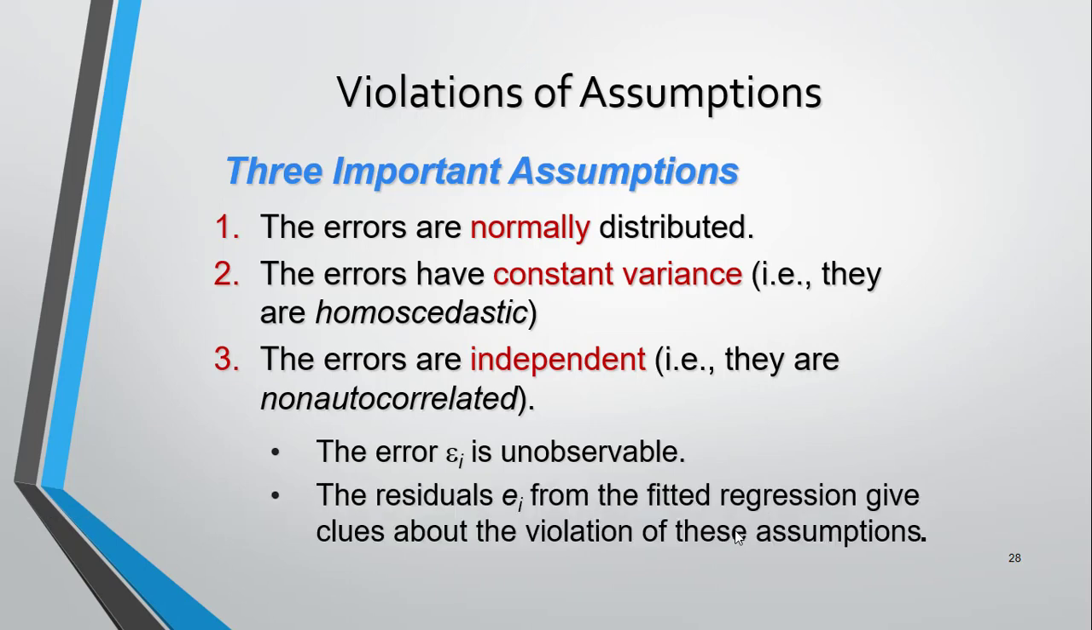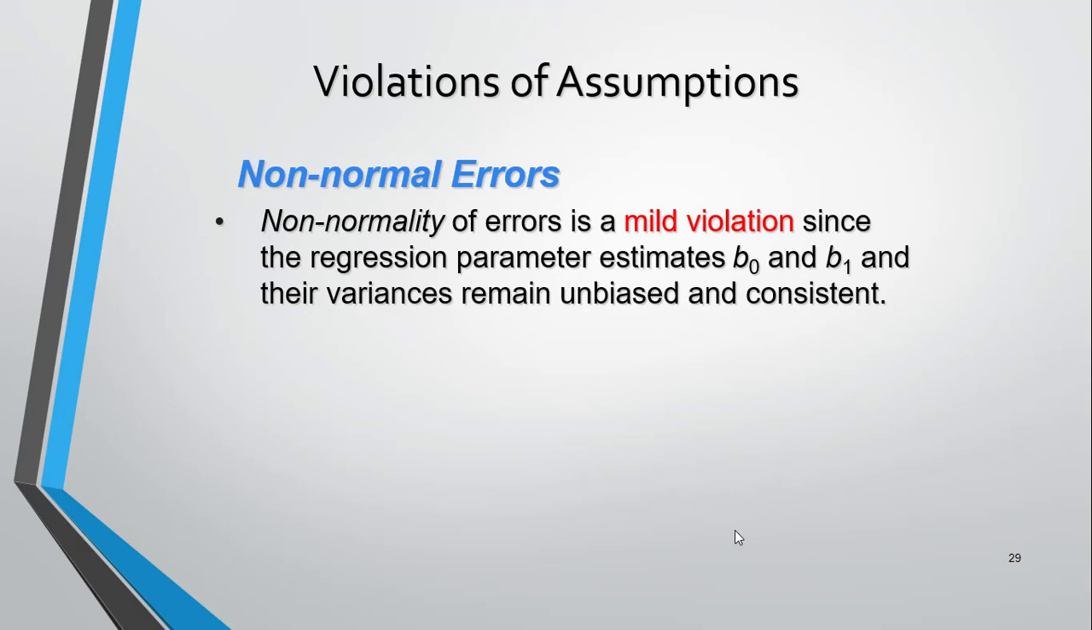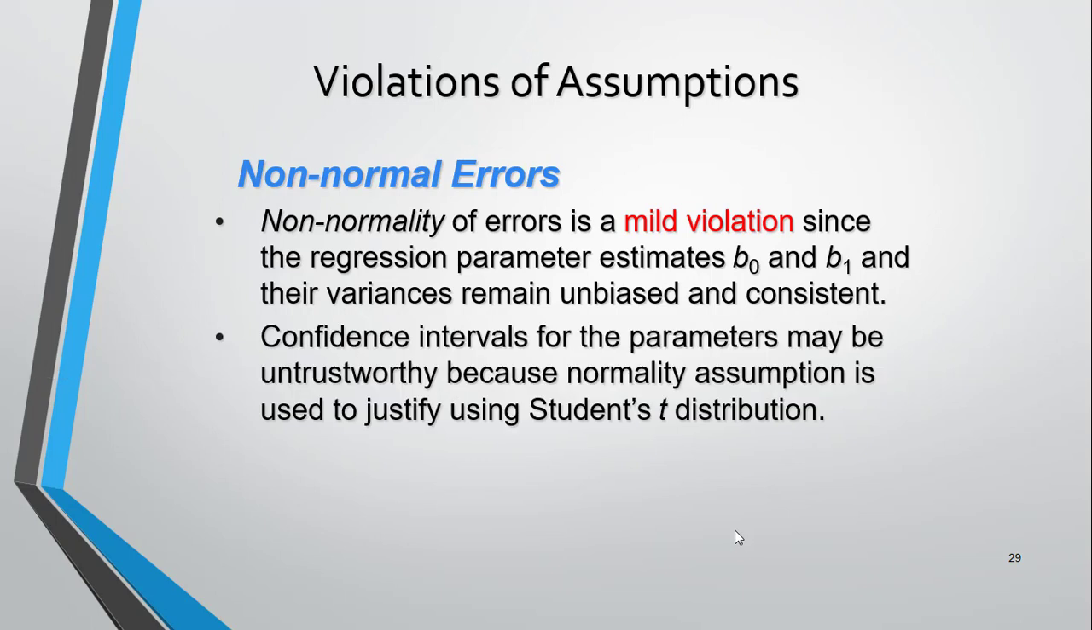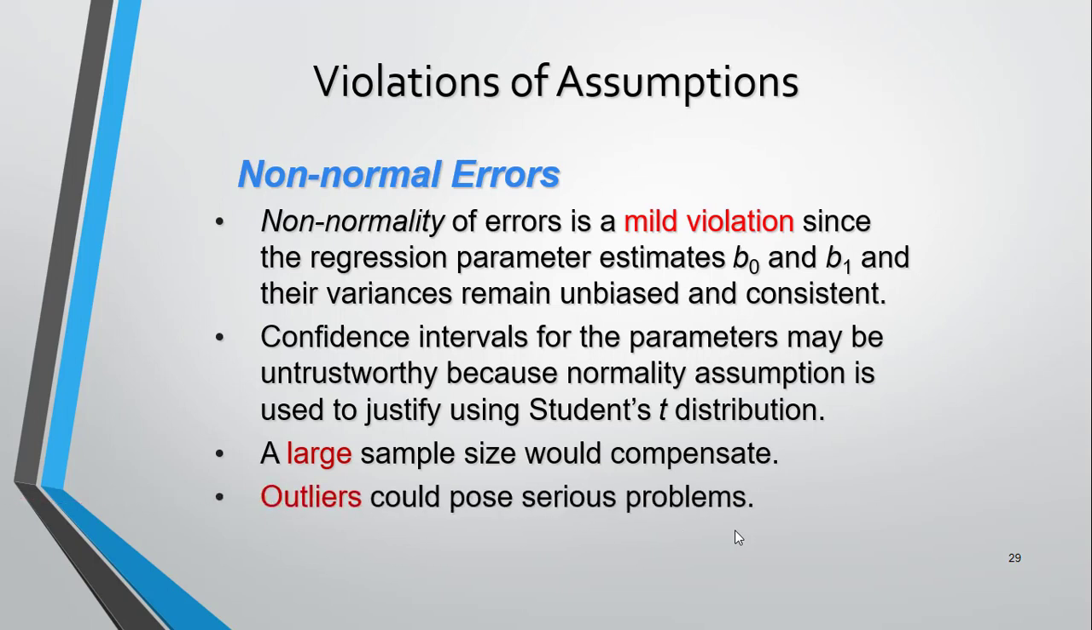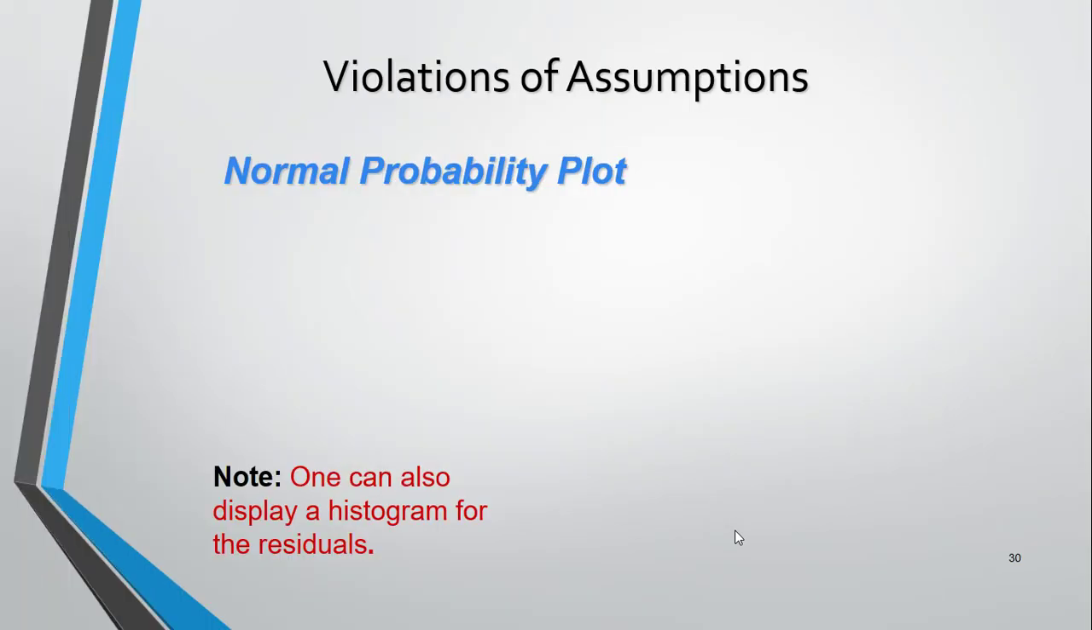The error is unobservable. The residuals from the fitted regression give clues about violations of these assumptions. The non-normality of the error is a mild violation, since the regression parameter estimates B0 and B1 and their variance remain unbiased and consistent. Confidence intervals for the parameters may be untrustworthy because the normality assumption is used to justify using the Student t-distribution. A large sample size would compensate, so if you have a large sample size, that mild violation could be compensated. But if you have outliers, that could pose serious problems. So be careful when you use that.